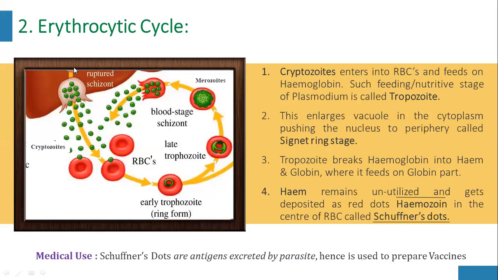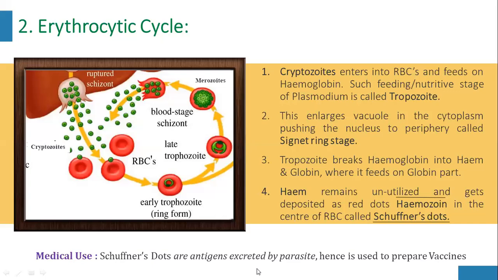Hence, scientists say that these Schaffner's dots, which are chemically hemozoin, can be used as antigens. Antigens means marking chemicals, because they are excreted by the parasite only. Hence, they are used nowadays to prepare vaccines against malaria. See, what are vaccines? Vaccines are practically the real pathogen or some of the byproducts released by the pathogen. So we are using this as an antigen for preparing vaccines for preventing malaria.